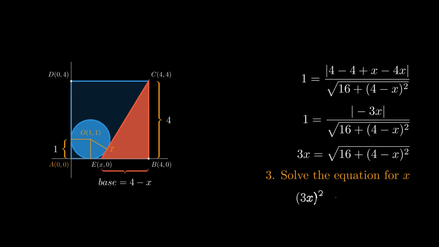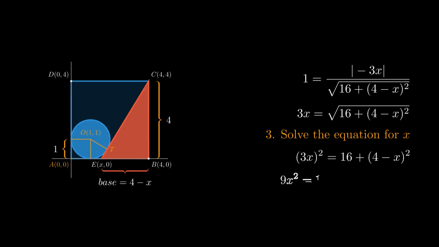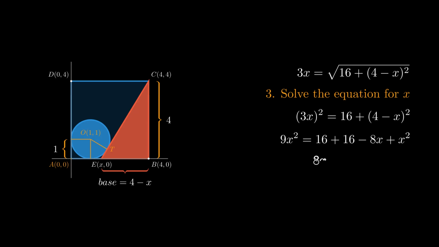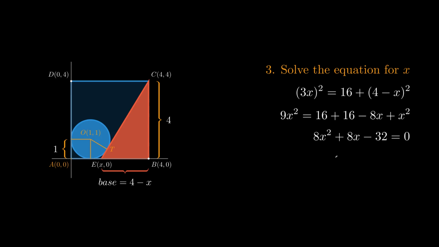Squaring both sides eliminates the square root. Next, we expand the squared term on the right. Rearranging all terms to one side gives us a quadratic equation. We can simplify this by dividing the entire equation by 8.